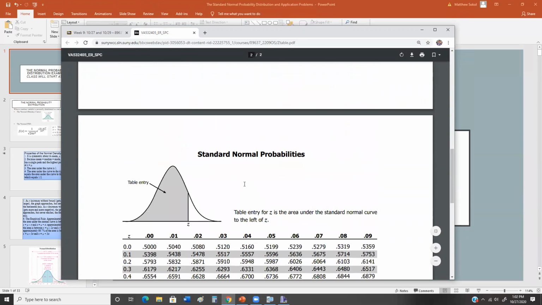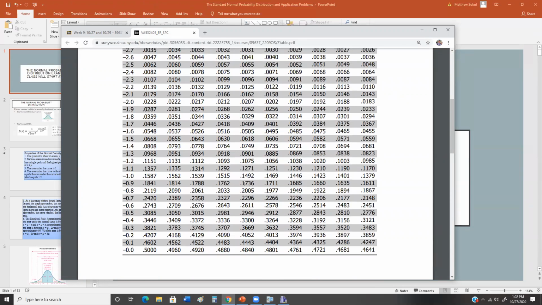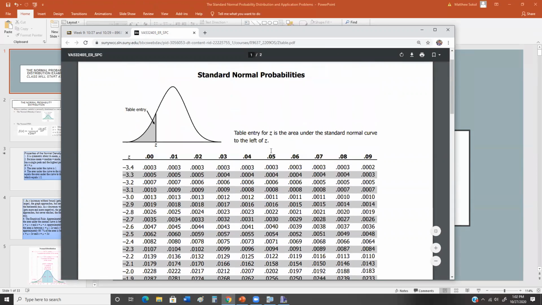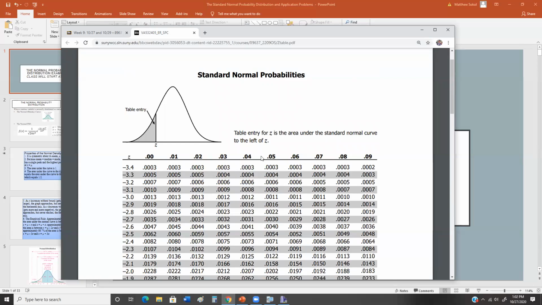How many people had a chance to maybe even print this out before class? Did anybody have a chance to print it out? Or at the very least, you should definitely have it downloaded right now, okay?